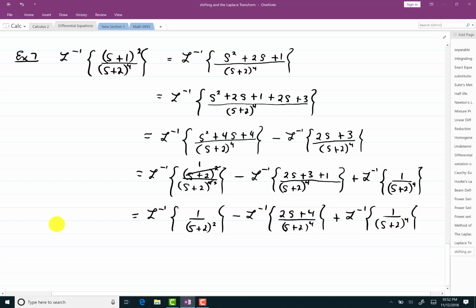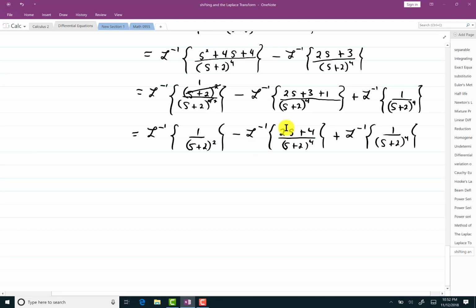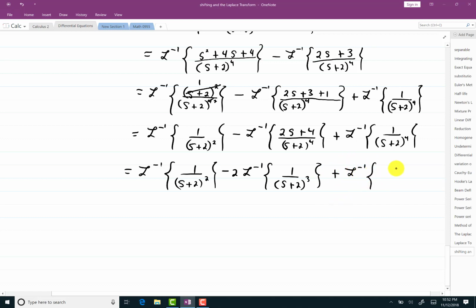I'm almost ready to start taking the inverses, but not just yet. If I factor this 2 out of here, I can. So we'll have the inverse Laplace of 1 over s plus 2 squared minus 2 inverse Laplace. When I factor the 2 out, I'll have s plus 2, but I'll cancel it from down there to get 1 over s plus 2 cubed. And then finally 1 over s plus 2 to the fourth.